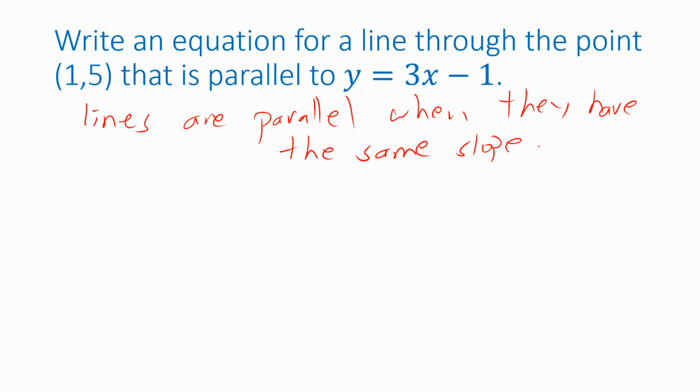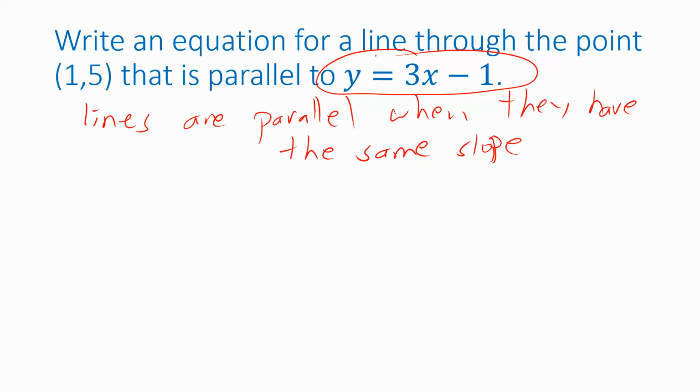Or when they're both vertical. Vertical lines have an undefined slope. So if they're both vertical, obviously they're parallel. If they're not both vertical, if they're at any other angle, then they're going to be parallel if they have the same slope. Well, take a look at the line we were given, y equals 3x minus 1.